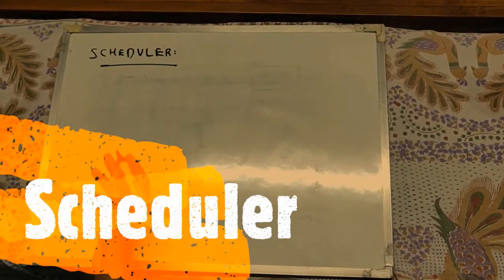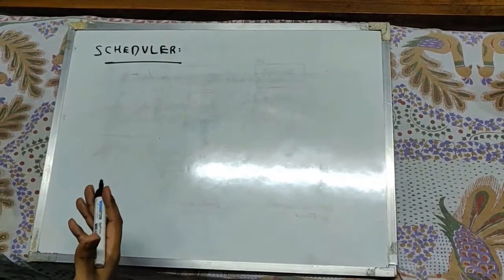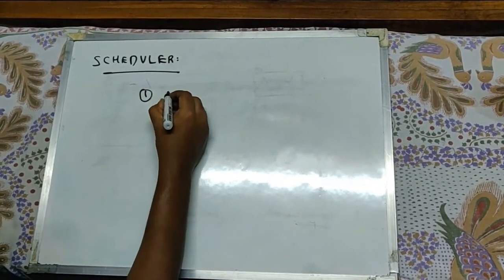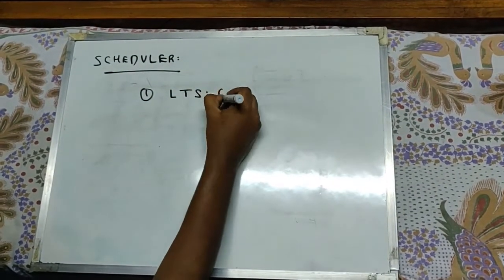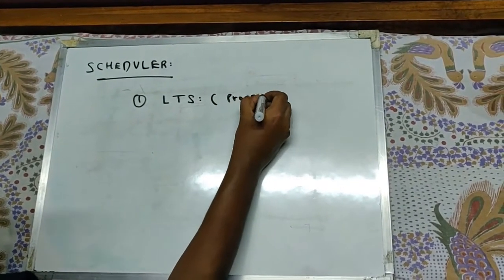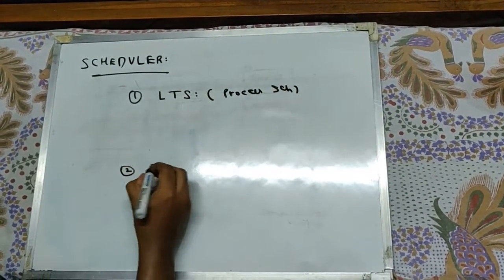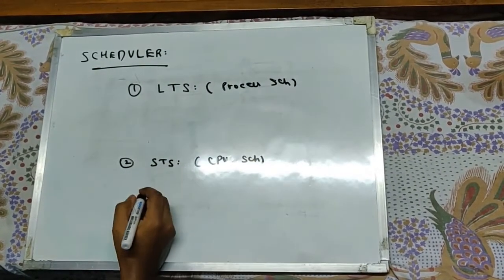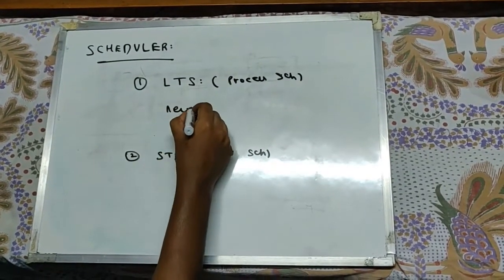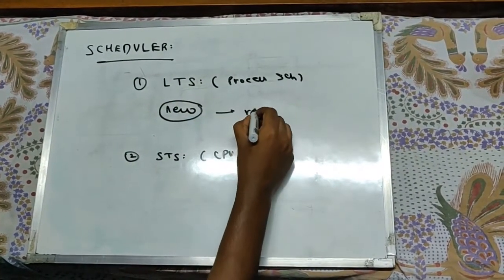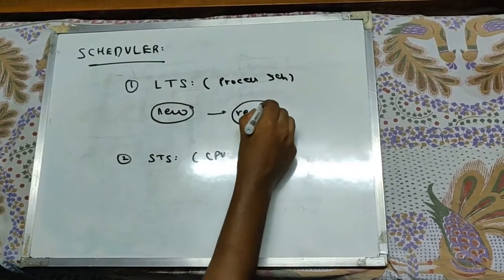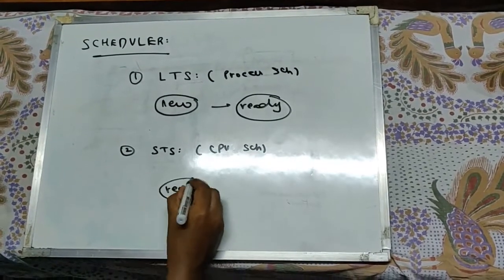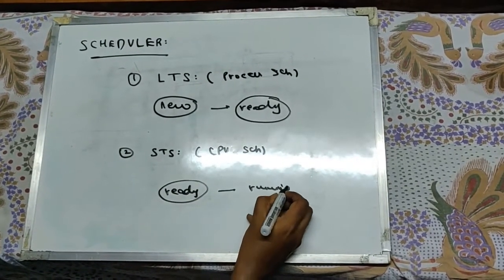We'll now discuss the scheduler. A scheduler is something which is used to schedule a process to the CPU. Basically there are three types of schedulers, and we'll just discuss two of them. That is the long-term scheduler, which is also known as the process scheduler, and the other one is the short-term scheduler, which is also known as the CPU scheduler. The long-term scheduler is used to bring a process from the new state to the ready state, that is from the new queue to the ready queue. And the short-term scheduler is used to bring a process from the ready queue to the running state.